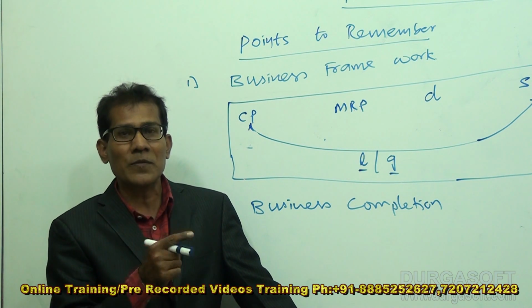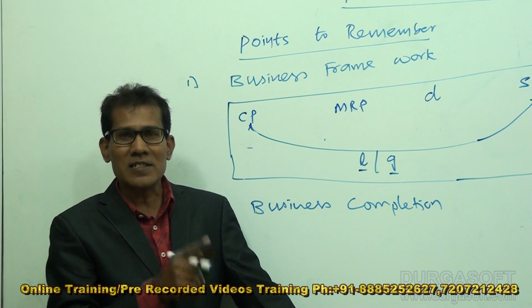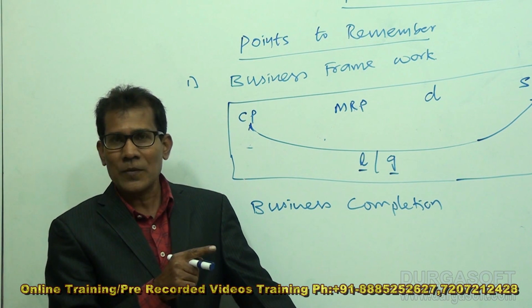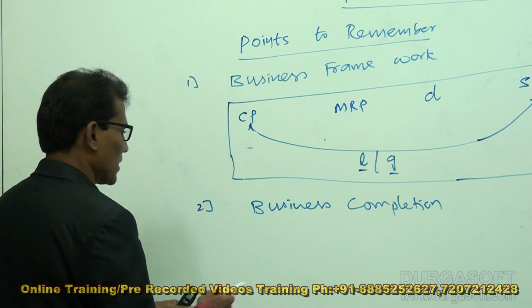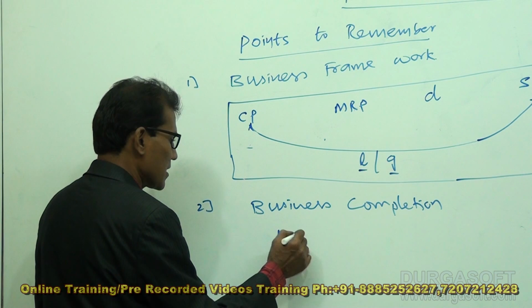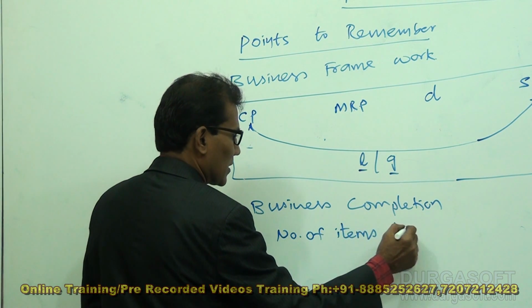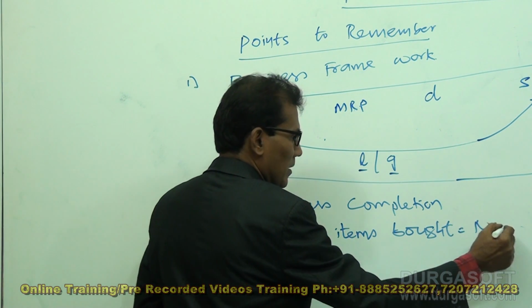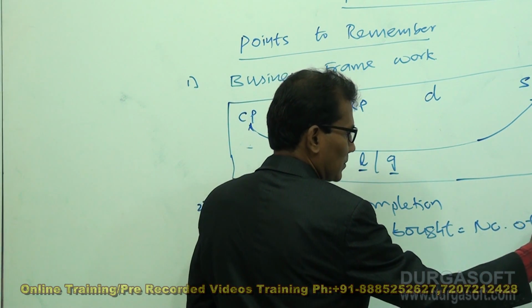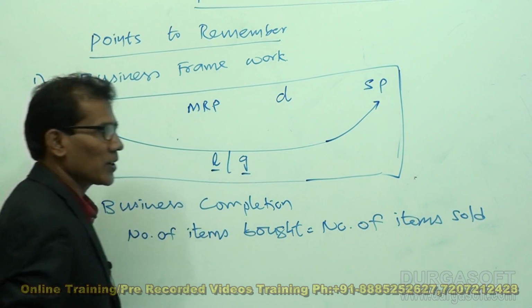So in every question we should consider, whether it is mentioned or not, the number of items bought equal to the number of items sold. This is a very, very important concept. Number of items bought is equal to number of items sold. It is the second very important point.